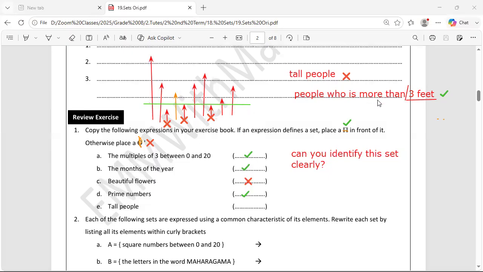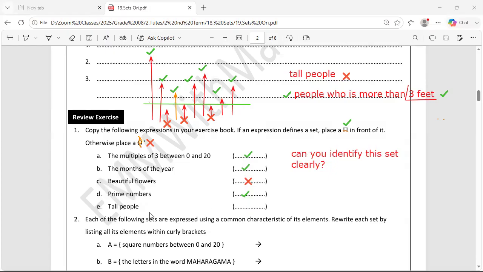People who are more than 3 feet. This guy is a person who is more than 3 feet. This guy more than 3 feet. This guy more than 3. More than 3. So this is a correct set.